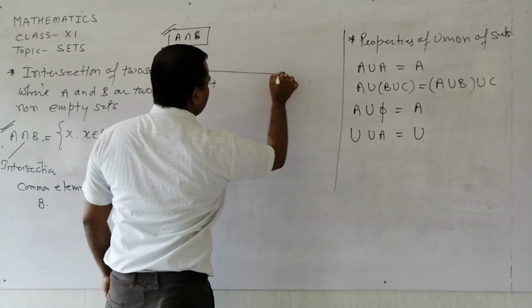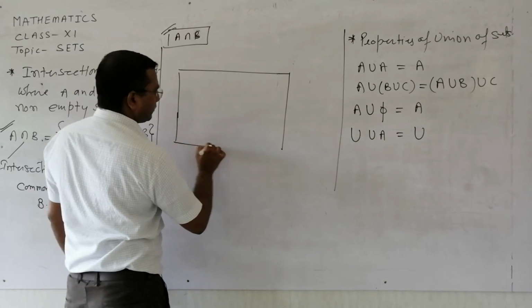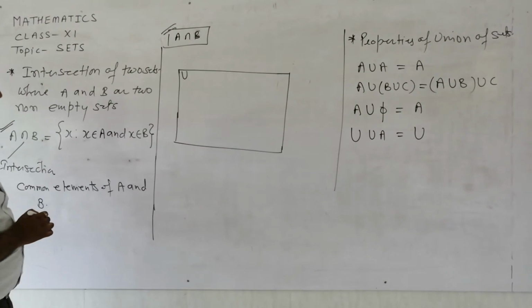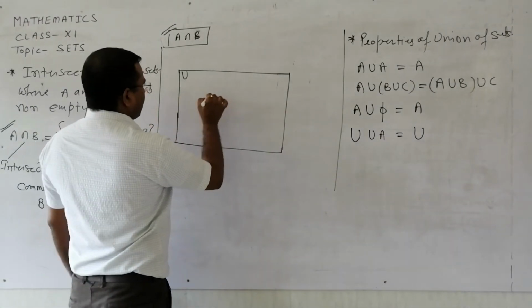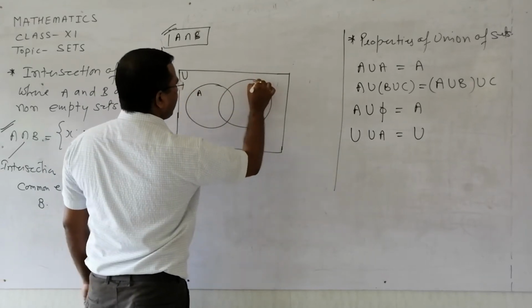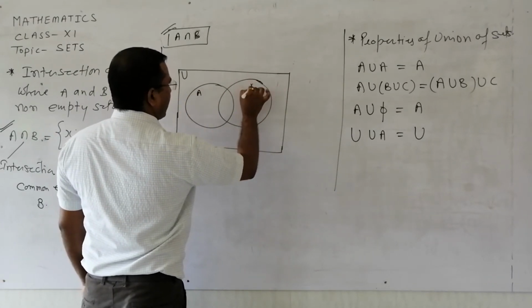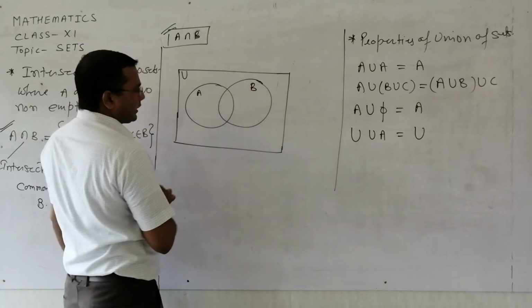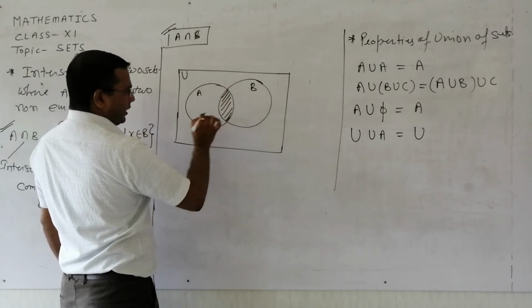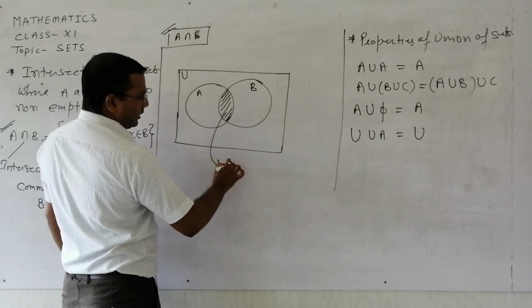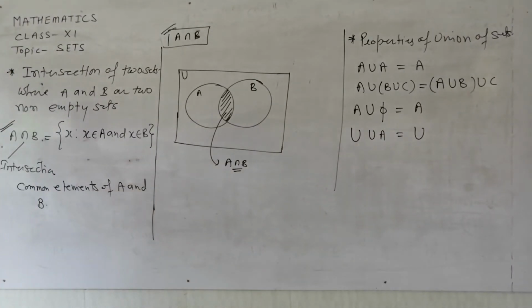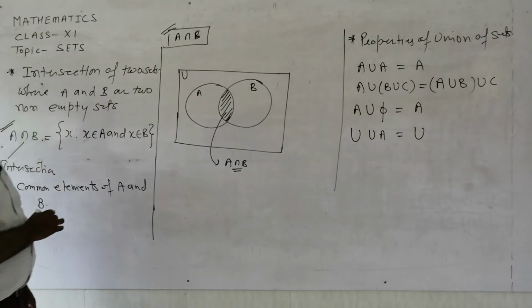Let this be a universal set. This is a universal set U. It must always be a closed figure, keep in your mind. So there is a set A, and there is another set B. So sets A and B are intersecting. If I say the intersected part, then the shaded part represents A intersection B. So in this way you can easily draw the intersection.